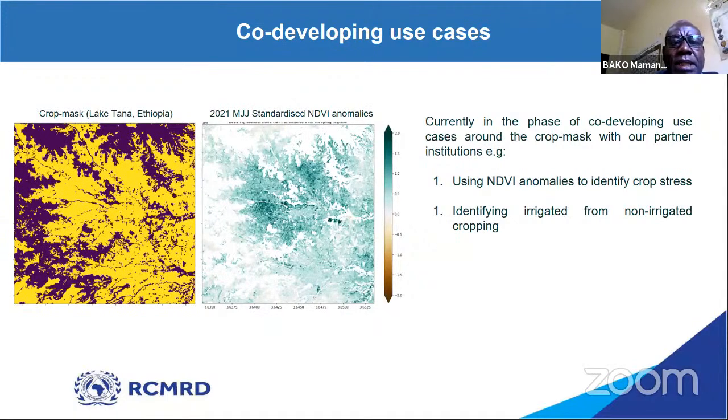As I said, we are co-developing this approach, and during the development, we come up with some topics. This is an example of how we can use NDVI anomalies to identify crop stress, or where possible, how we can identify irrigated versus non-irrigated cropping. Next.